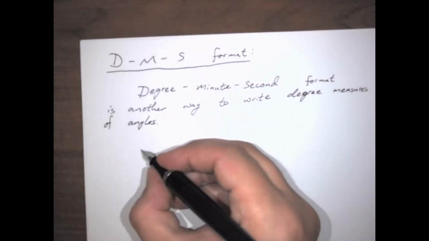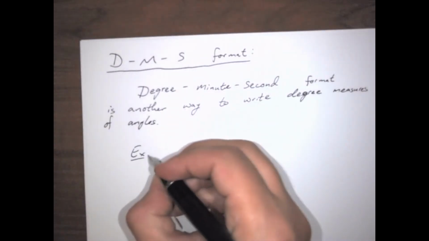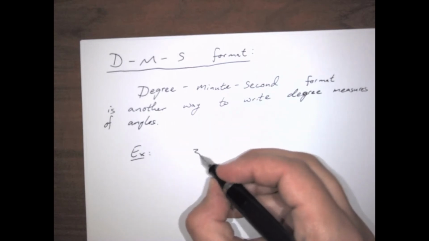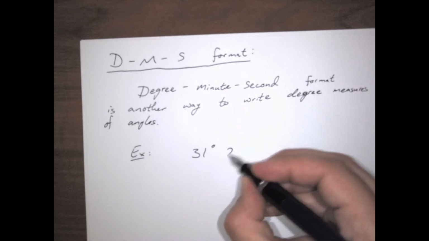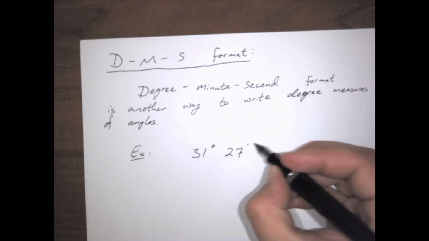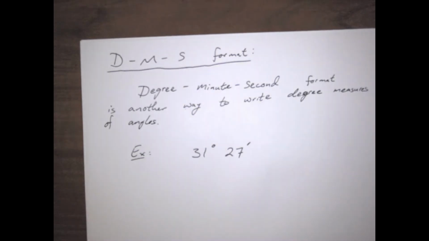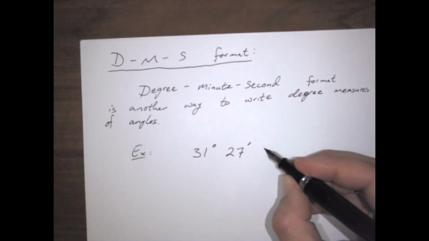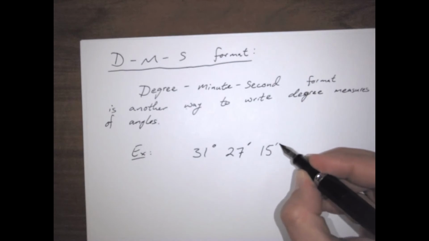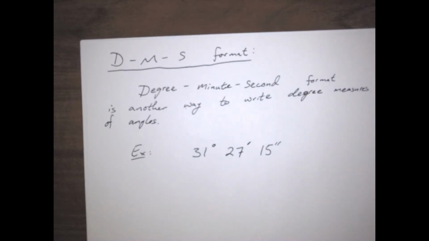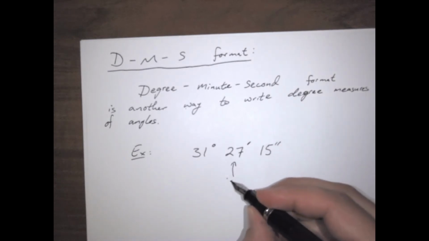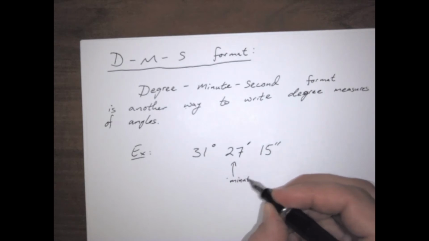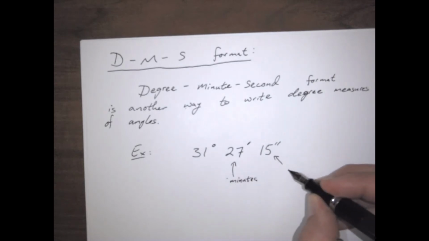And the way we write it is, for example, let's say 31 degrees, and then, I don't know, 27 minutes. And the way you do that is with one tick mark. And then, let's say, 15 seconds. So 31 degrees, 27 minutes, 15 seconds is how you would read this. So these are minutes, and these are seconds.